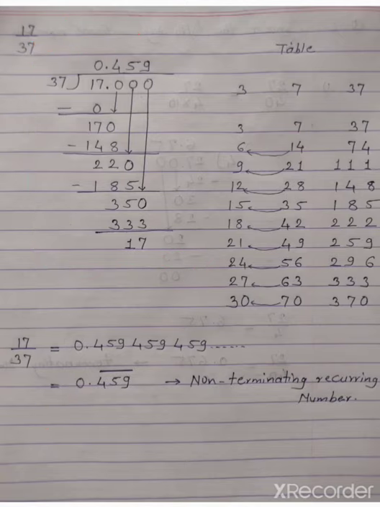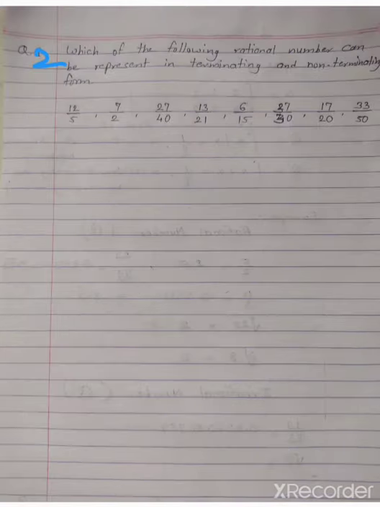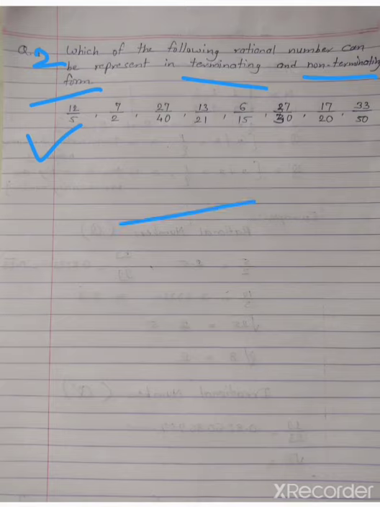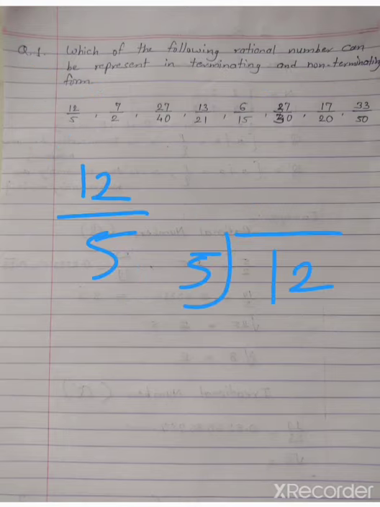Now let us see one more type of question dependent on rational numbers. In question number 2, which of the following rational numbers can be represented in terminating and non-terminating form? Here some rational numbers are given. We have to first find out the decimal form by using the same division method. So first let us find it out. I am first converting our first rational number, 12 upon 5, by using this division method.